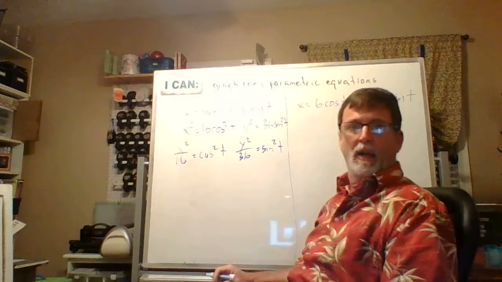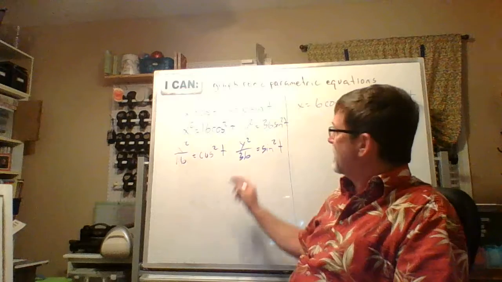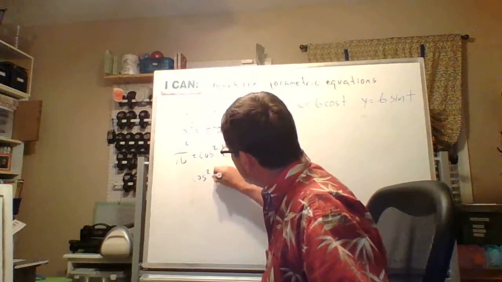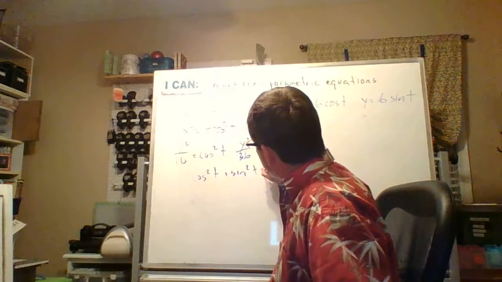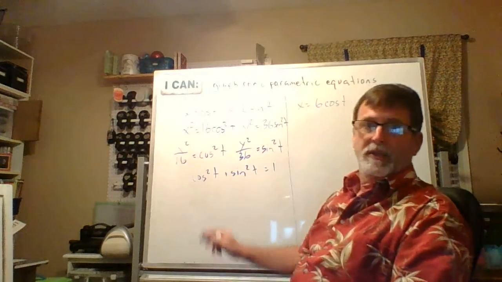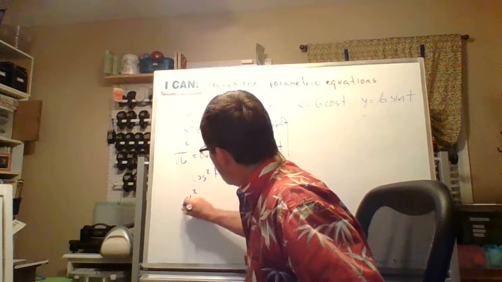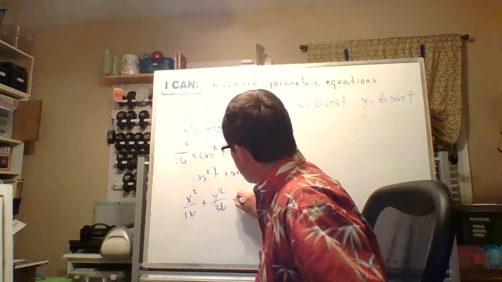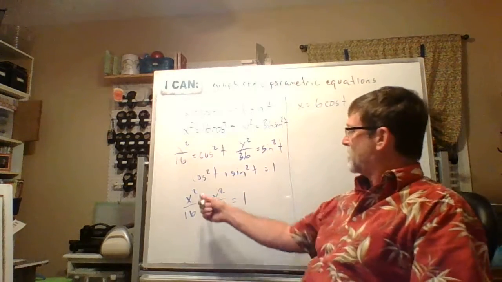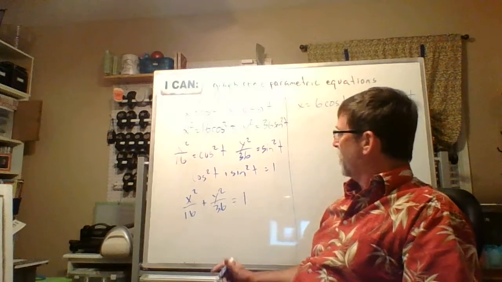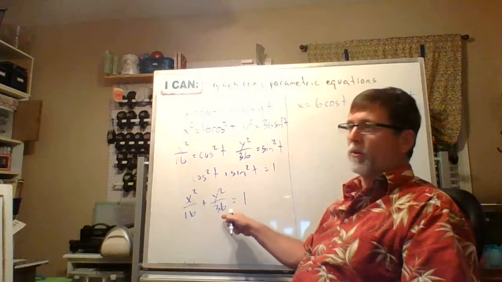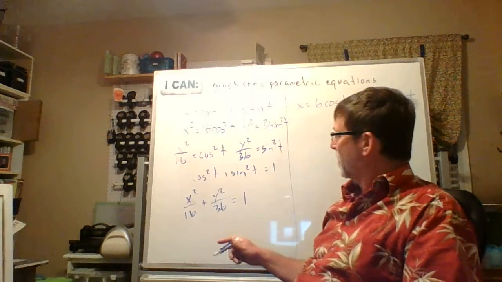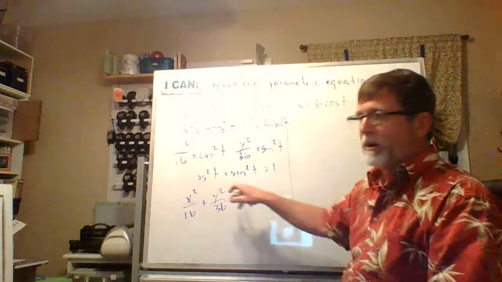But wait a minute, we have a Pythagorean identity that says cosine squared t plus sine squared t equals 1. I'll write that down. Cosine squared t plus sine squared t is equal to 1. So using substitution, I will get x squared over 16 plus y squared over 36 is equal to 1. Clearly, that's an ellipse whose center is 0, 0. It has a vertical major axis 6 away from the center, which means its major axis is going to be 12 units long. And we can work that out pretty easily.